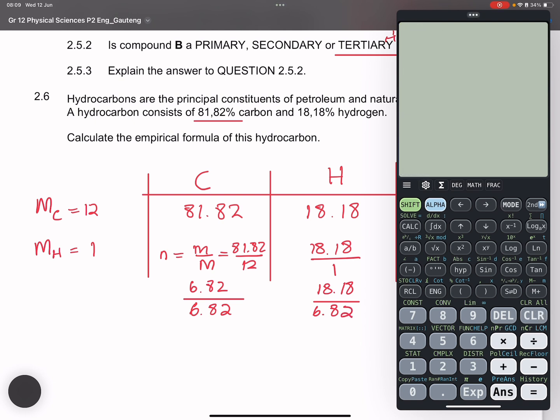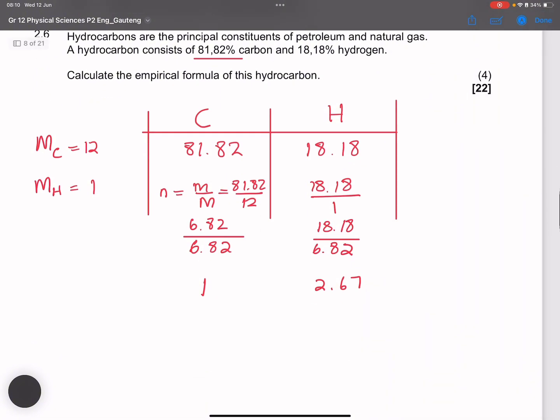So that gives me 1. Okay. And for hydrogen, that's 18.18 divided by 6.82. That gives me 2.67. Okay. Now, remember, in this case, if you take it as 2.67 and you write it as a ratio, you can't have a decimal or even a fraction for your number of moles, right? So what we then need to do, if we express it as a ratio, is 2 and 2 over 3, right? Or in this case now, that's 2 and 2 over 3.